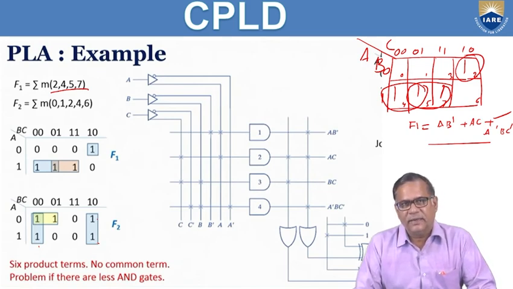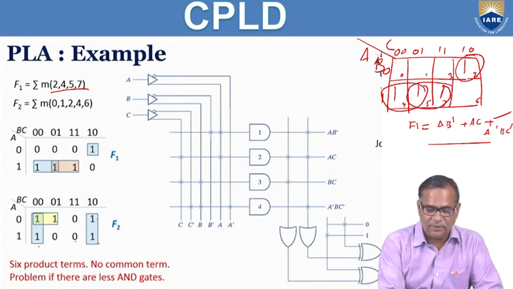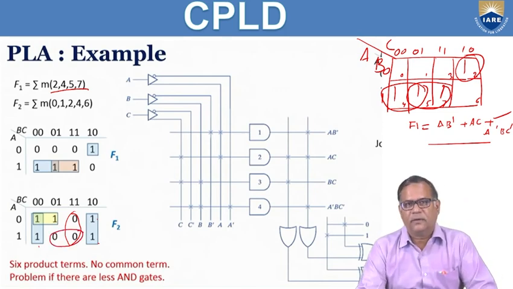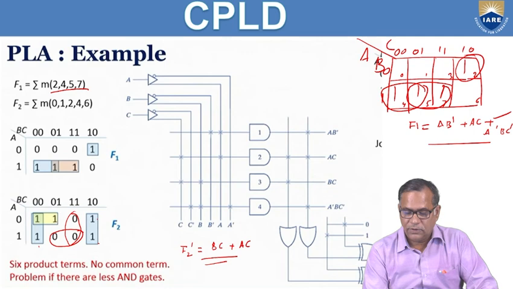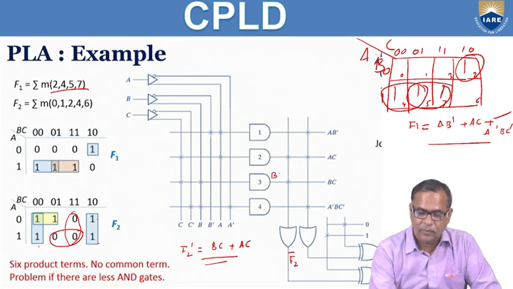So instead of pairing ones, if you pair zeros, then you can obtain the Boolean function with minimum number of variables. So what you can do, you can pair this and you can pair this. But when you pair zeros, you get the complement of the Boolean function. So you get F2 bar equal to BC plus AC. So you see here I am getting F2 bar. How am I getting it? This is BC and this is AC.